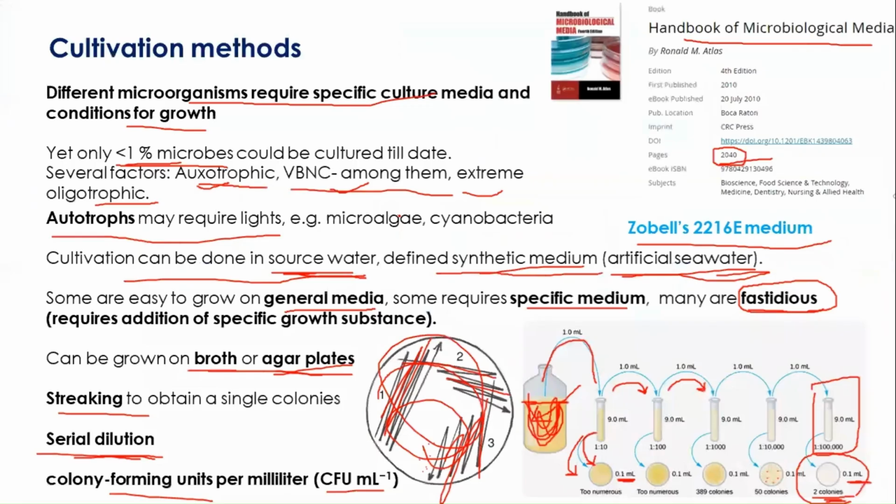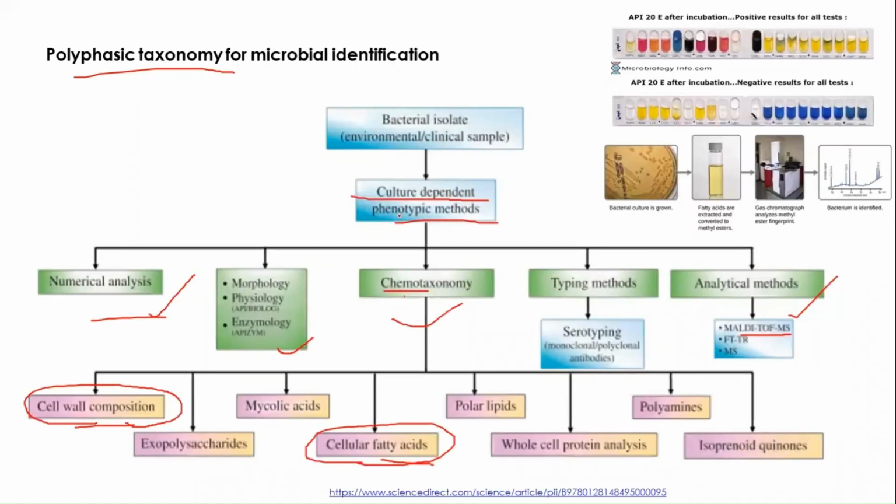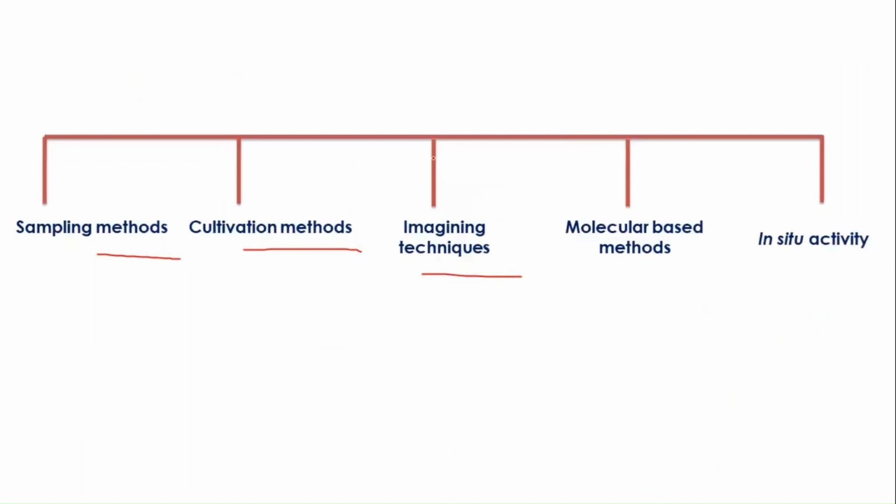What we have studied is that once the sample is collected, we do the cultivation, right? And cultivation can be done in different ways, requirement-specific or general, in the anaerobic or the aerobic. Once you cultivate the organism, you have to use polyphasic taxonomy for microbial identification, and that polyphasic taxonomy can include your numerical analysis, your morphology, your physiology, right? Chemotaxonomy, typing and analytical methods, and also genotyping based on DNA, RNA, or protein-based methods, right?